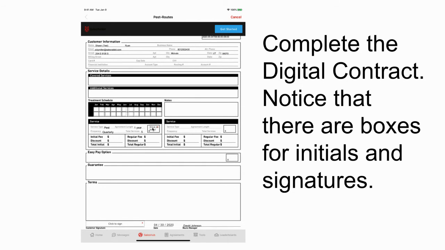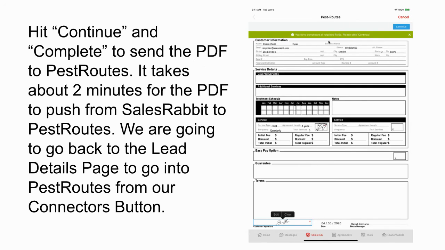You can collect initials and signatures. You can also collect or mark off the specific months the services will be rendered or applied. So then you'll go ahead and complete that document. Once you've completed the document and all fields that are required are completed, you submit that. Typically, it takes about 2 minutes for this PDF document to go to PestRoutes.